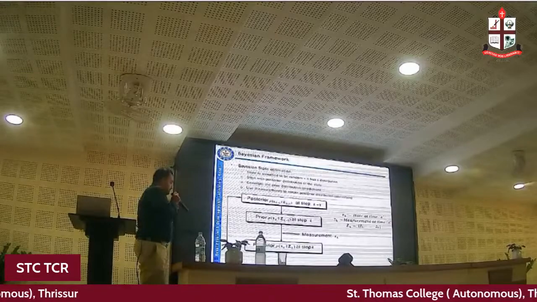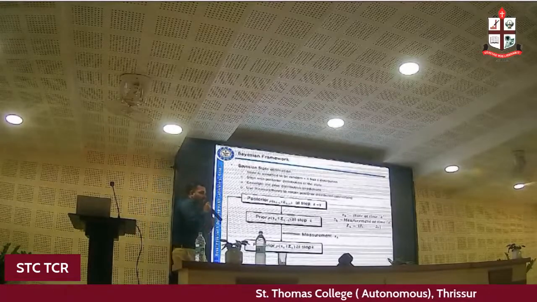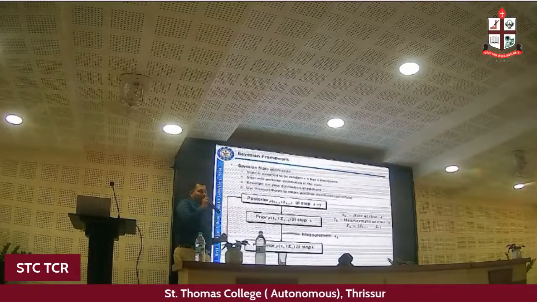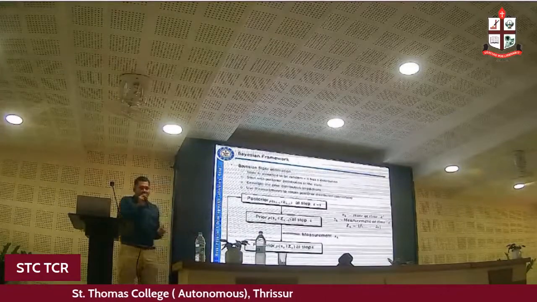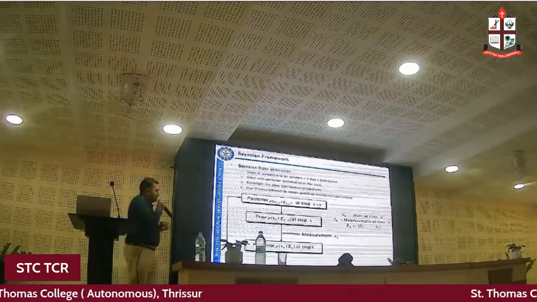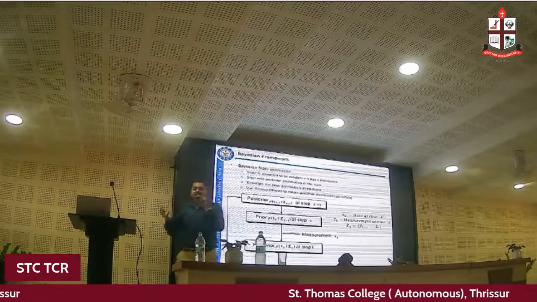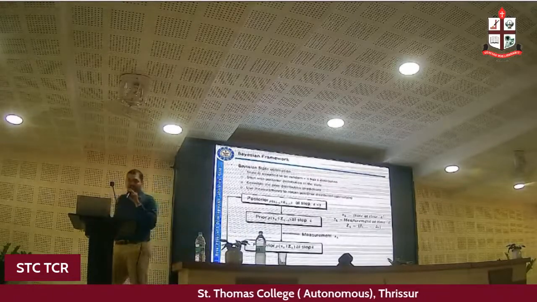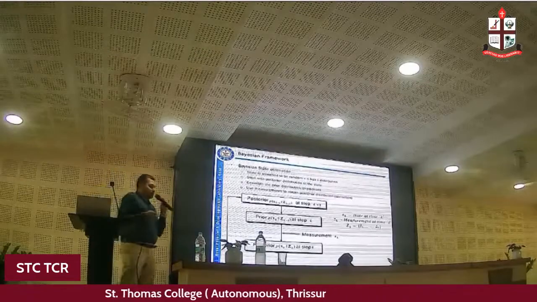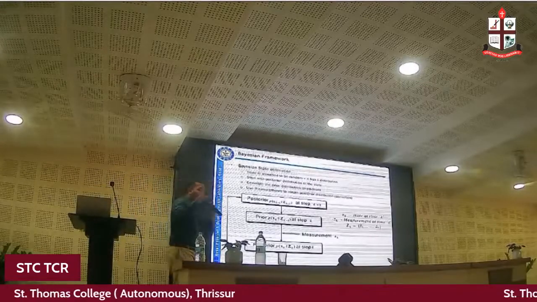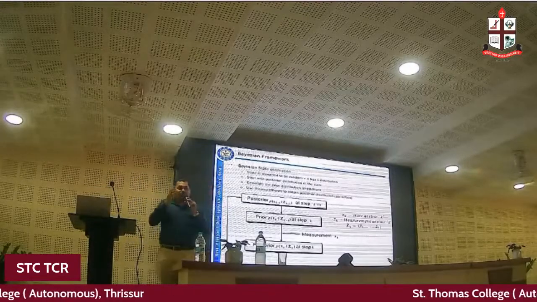Here again, I will not go into the deep theory. I'll try to give an intuitive picture rather than going into the theory of Bayesian estimation. As I told, in Bayesian estimation, we assume that the state which we are going to estimate is a random variable. So if you want to know everything about a random variable, what should you have?